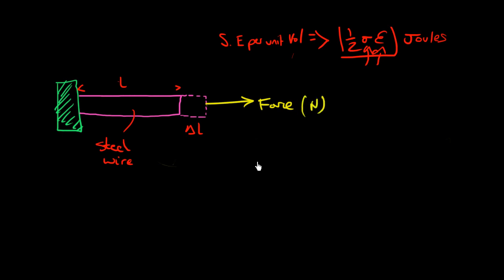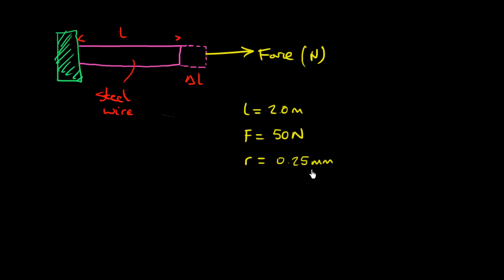Okay. So what are the bits of information they would give us in a question like this? Well, they can say the original length L is 2.0 meters. Pay attention to the fact that that's two significant figures. The force applied is 50 newtons. Again, two significant figures. The radius of the wire, so here they're being a bit cheeky, they don't give us the area straight away. The radius of the wire is 0.25 millimeters. Very thin wire. Pay attention to the fact that this is also two significant figures, and this is in millimeters, so that will need a conversion.